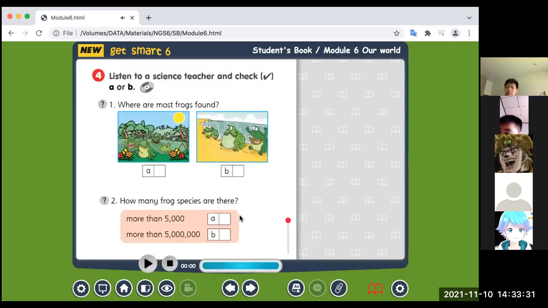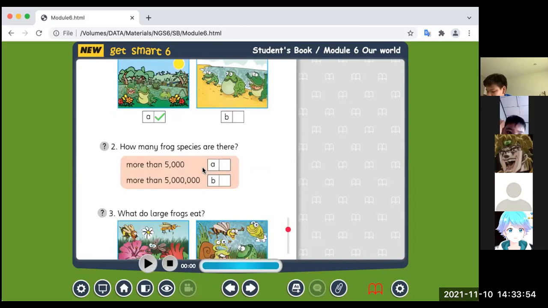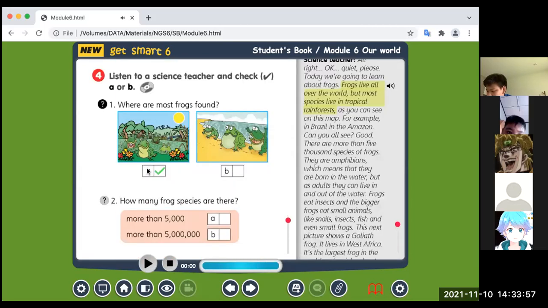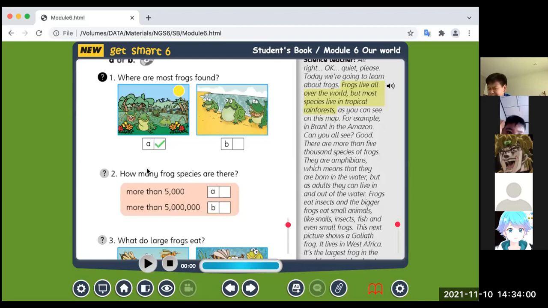So students, where are the most frogs found? A or B? I think A. Right. What's on the picture? A pond. Yes, correct. It's a tropical rainforest, right? How many frog species are there? 5,000. A or B? A. Right, A.